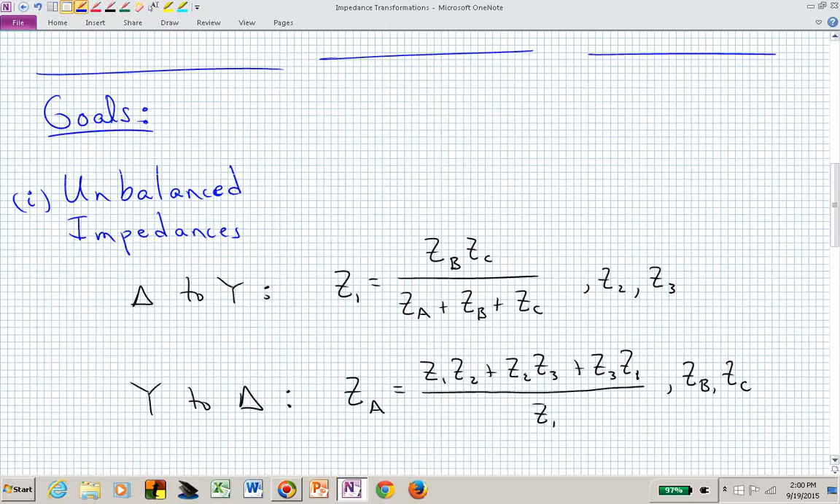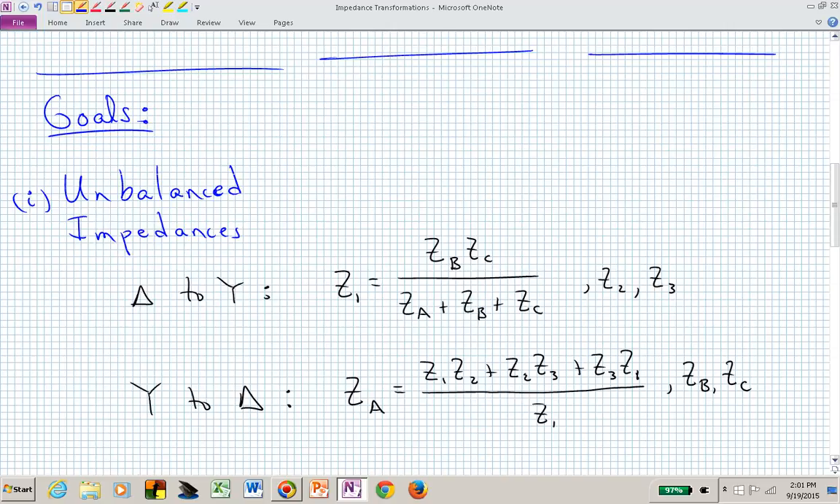We want to show or derive this formula in going from delta to Y. If we're starting with deltas, then we're having the ZA, ZB, and ZC already known, and we want to find Z sub 1, Z sub 2, and Z sub 3. I'm just showing you the Z sub 1 formula. The Z sub 2 and Z sub 3 formulas will have the same structure, not the same exact formula. If we wanted to go from Y to delta, then we would have this different formula. We would be starting with Z sub 1, Z sub 2, and Z sub 3 and deriving what the Z sub A, Z sub B, and Z sub C are actually equal to.